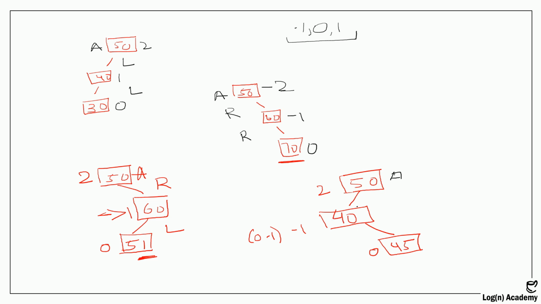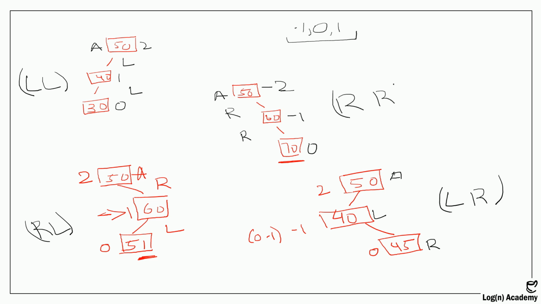And we have inserted a node on the right of the left subtree. This is the left subtree. So this case is LR. This is RL. This is LL. And this is RR. We have seen all four cases.